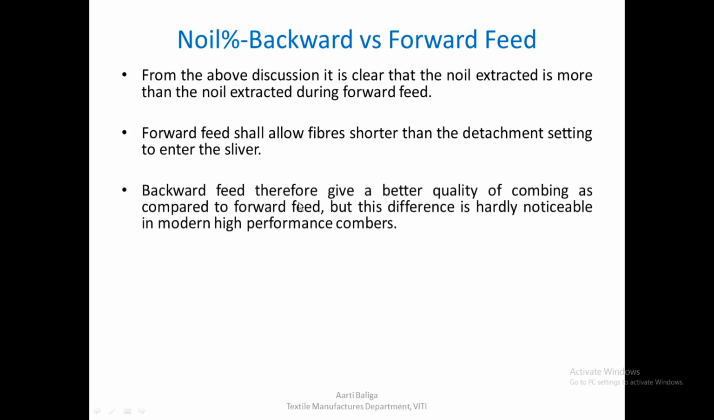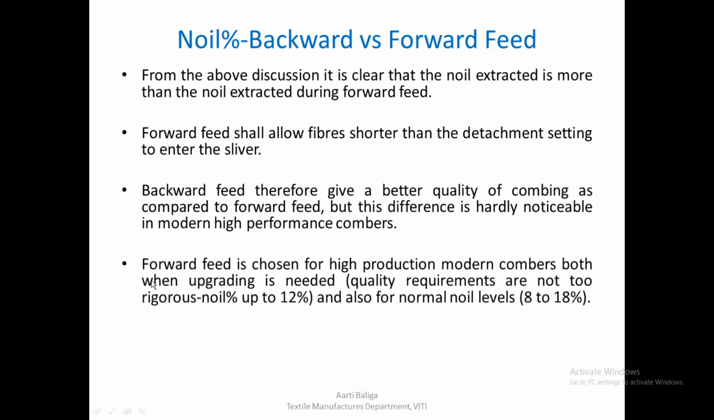So backward feed therefore gives a better quality of combing as compared to the forward feed, but this difference is hardly noticeable in modern high performance combers. Forward feed is chosen for high production modern combers, when only a little upgrading is needed, quality requirements are not too rigorous, and Noil percentage is up to 12. In that case, we would go for forward feed.